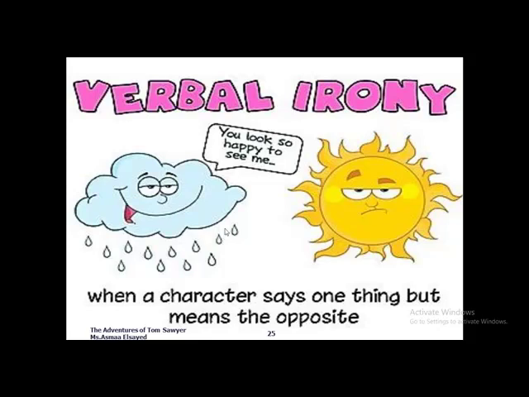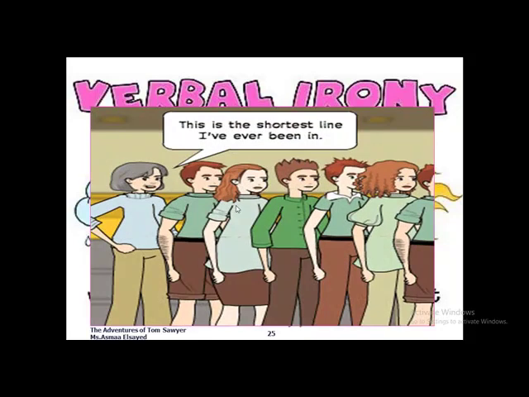Here, the lifelong enemies, Rainy Cloud and the Sun. The Rainy Cloud says, "You look so happy to see me." The Rainy Cloud is teasing the sun. As we can see, it's pretty obvious that the sun is not happy at all. So here we say something but we mean the opposite. Let's have a more elaborate example.